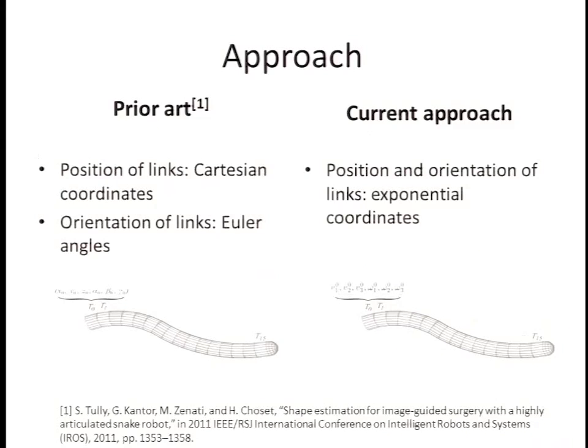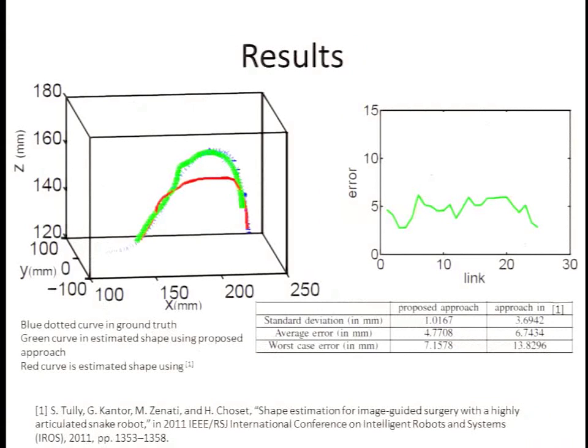Prior work by our group involved an extended Kalman filter framework where the state vector had the position of the links expressed in Cartesian coordinates and the orientation of the links expressed in Euler angles. But in our current approach, we express the location of each of these links using exponential coordinates. We also derive the process model and the measurement model in terms of exponential coordinates. By doing so, we obtain a very good estimate of the shape of the snake.